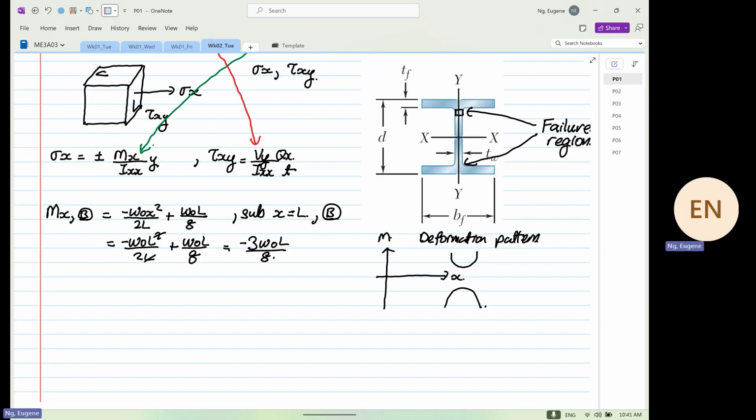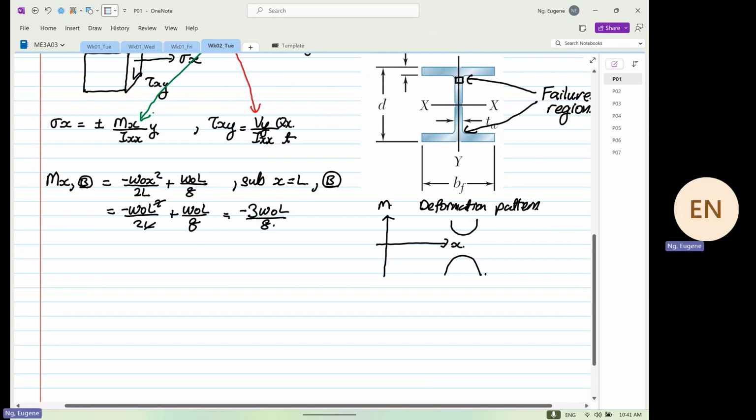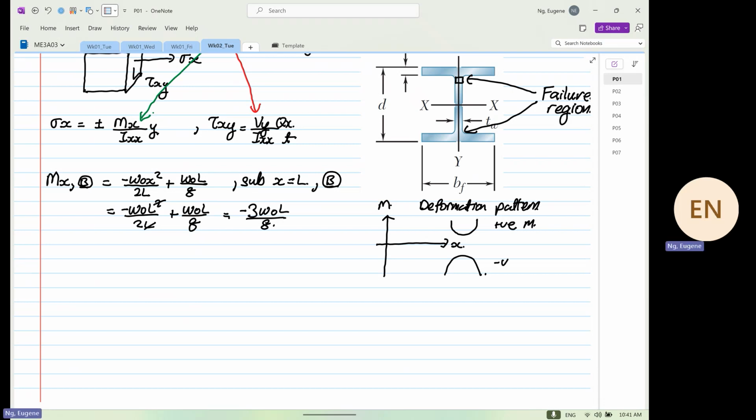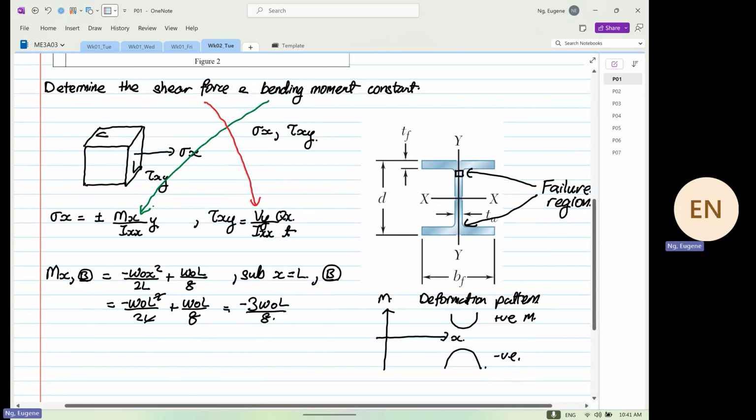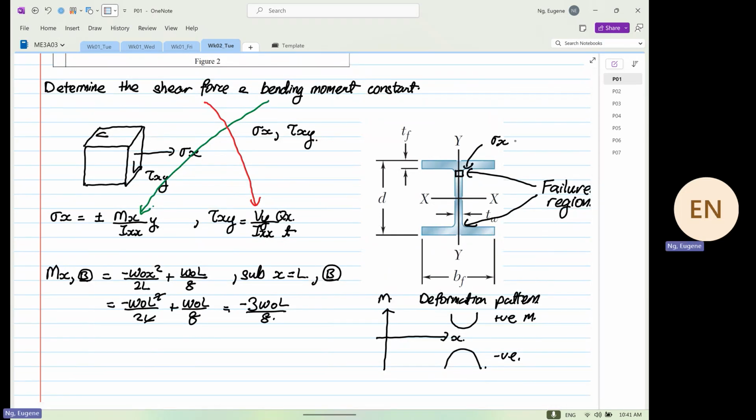So from here, we know that this is equal to what? Minus, so this is positive moment. Over here, that is what? Negative moment. When that's the case, negative moment, we know that at this point, stress X is under what? Tensile. And at this point, stress X is under what? Compression.